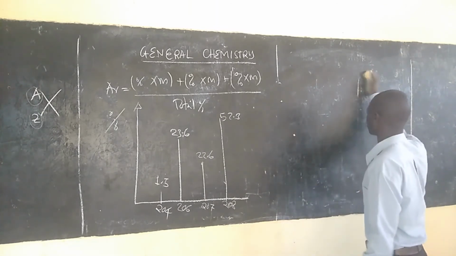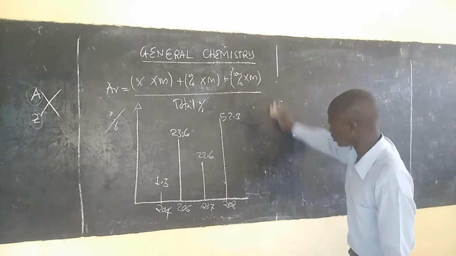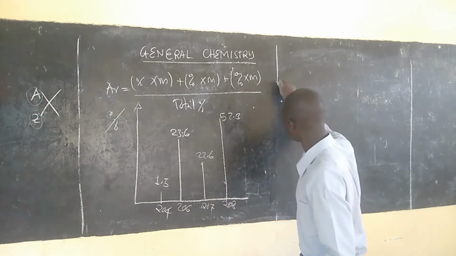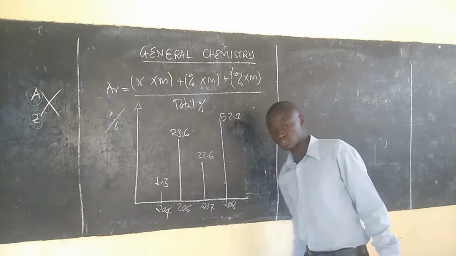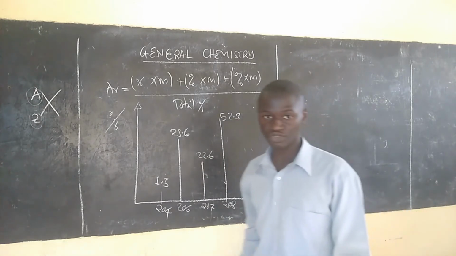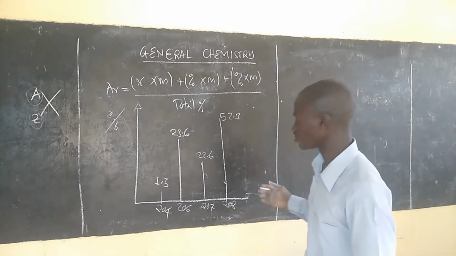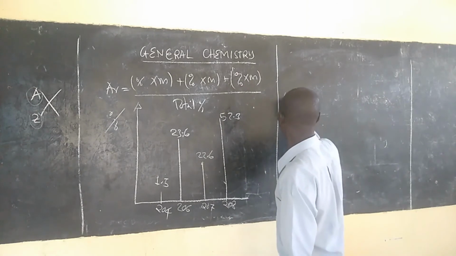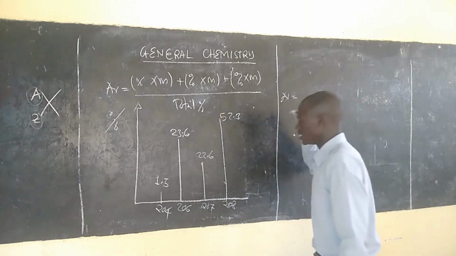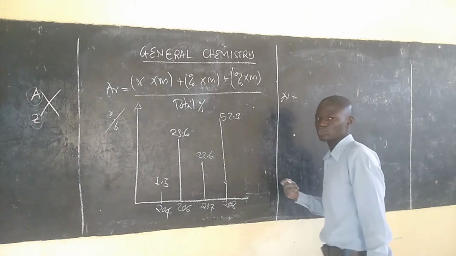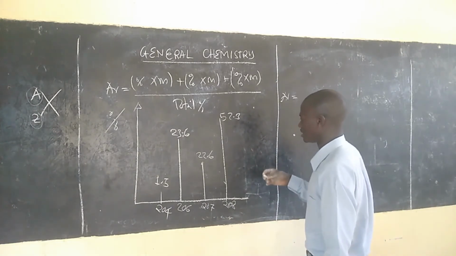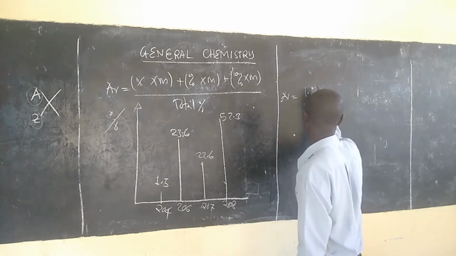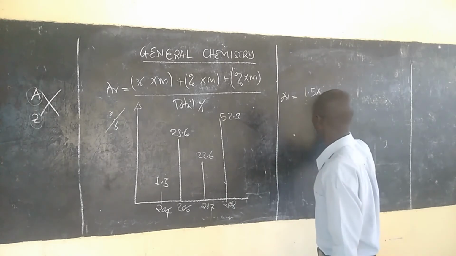Average or relative atomic mass. Nimekwambia hizo terminology huwa always zinakuwa used interchangeably, and because most of our teachers they don't know that they are different, so tutakiwa tuende nao. Average atomic mass AR itakuwa sana percentage ya isotope kwanza mara mass yake. Percentage ya isotope ya kwanza ni 1.5 mara mass yake ambayo ni 204.